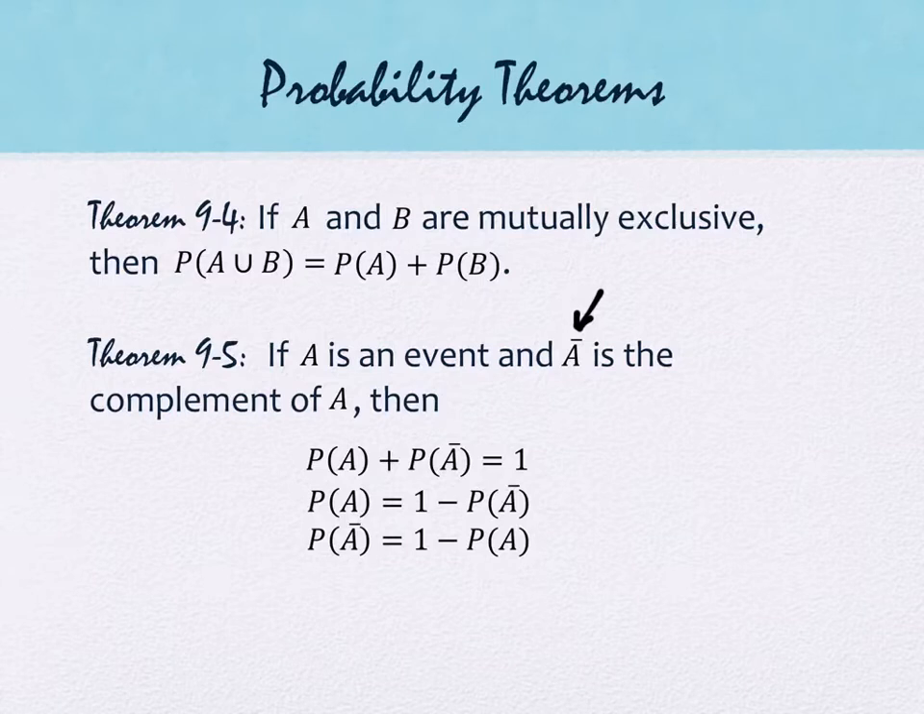The other two equations below that are just rewriting the first equation differently. So you notice that if you subtract this one to the other side, you get this equation. And if you subtract this one to the other side, you get this equation. So they're just rewritten forms of the same equation, three different forms.